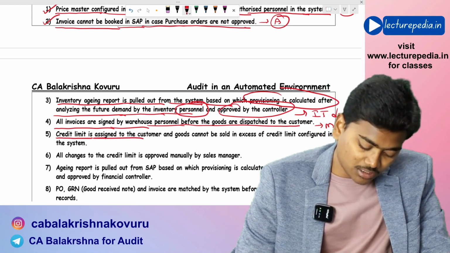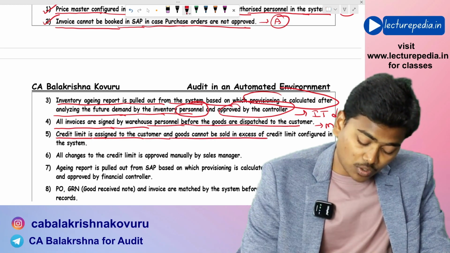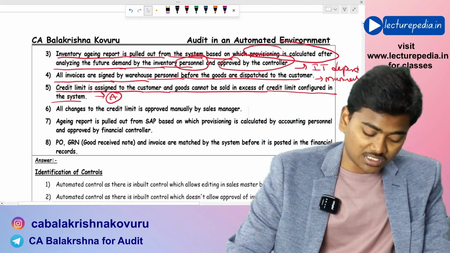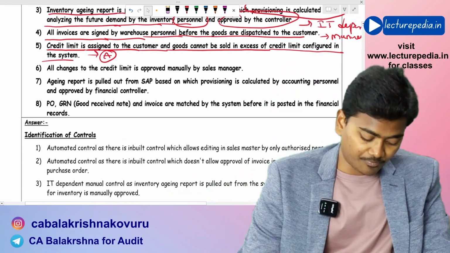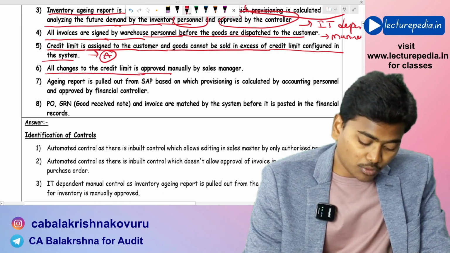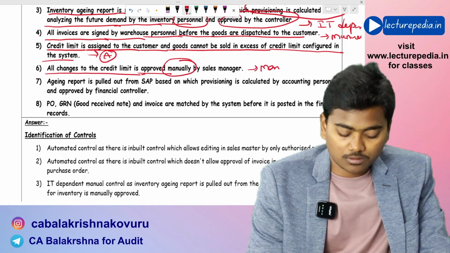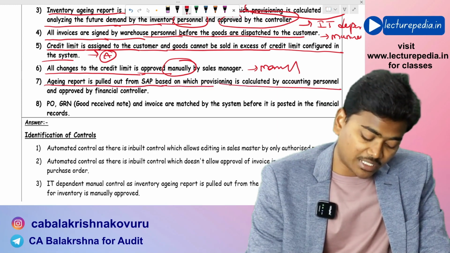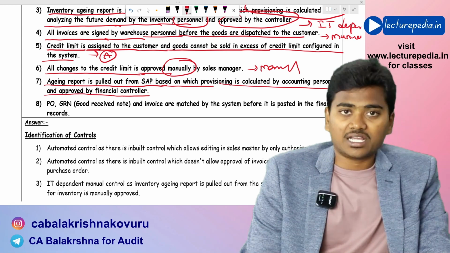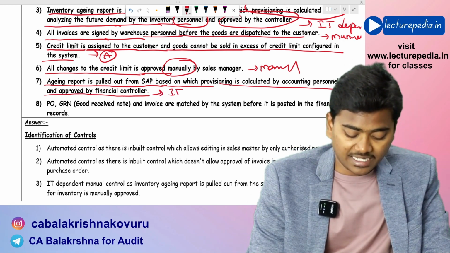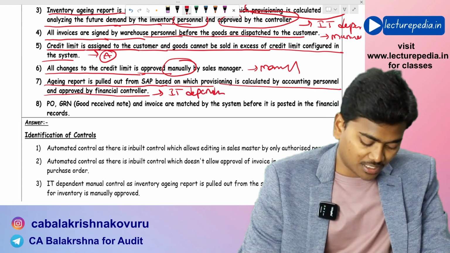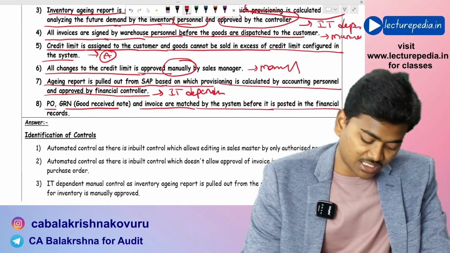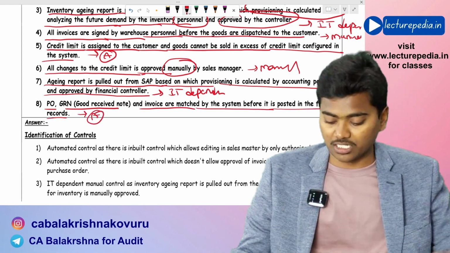Credit limit is assigned to the customer and goods cannot be sold in excess of the credit limit configured in the system. This is automated. The system is not allowing the sale of goods if the credit limit is not available. All changes to credit limit are approved manually. So it is a manual control. Aging report is pulled from SAP based on which provisioning is calculated by accounting personnel and approved by the financial controller. Again, it is IT dependent. PO, GRN (goods received note) and invoice are matched by the system before it is posted in the financial records. It is also an automated control.